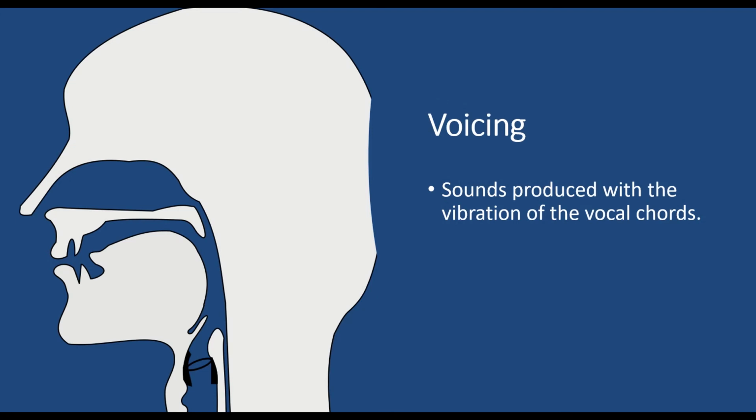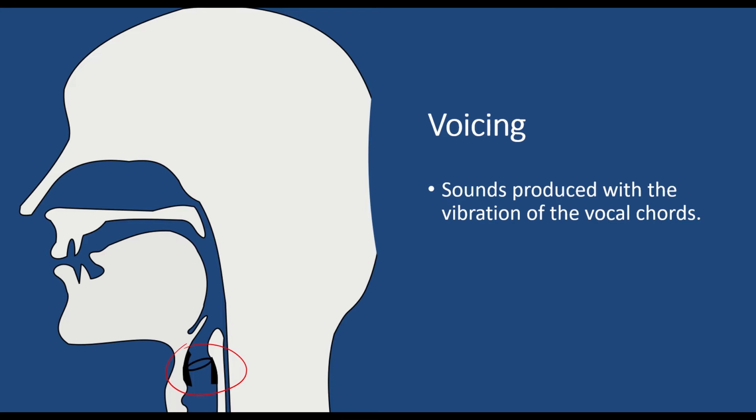Voicing is the quality of the sounds that are produced with the vibration of the vocal cords. So when you take the vocal cords and they vibrate, they create sounds. Like for example, all vowels are voiced. If you say ah, for example, you will notice that there is vibration happening. If you do the same thing without vibration, then it would just be air coming out of your mouth. The vocal cords are a very important part of making sounds.